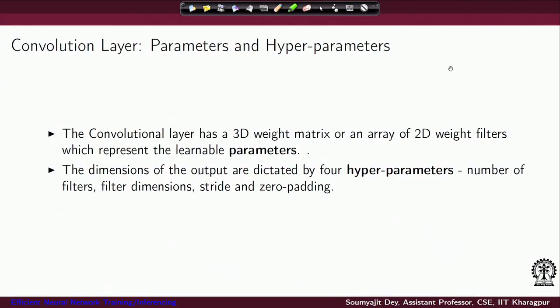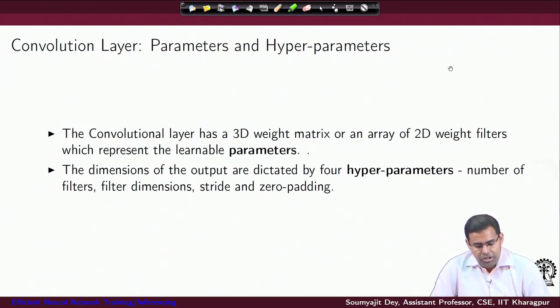In the previous lecture we have been discussing convolutional neural networks, and we are due to start with how to define the parameters of the neural network. Essentially, in a convolution layer we have a 3D weight matrix or an array of 2D weight filters, and they represent the learnable parameters, like what should be the suitable values of these masks, right.